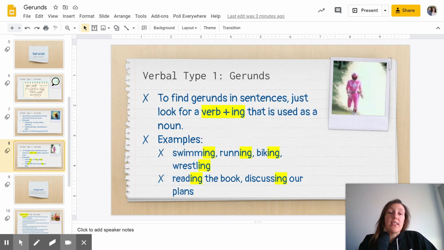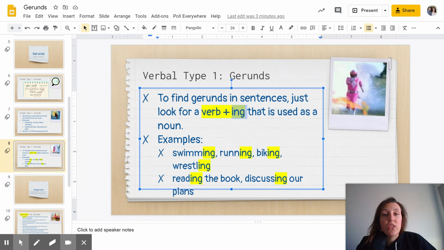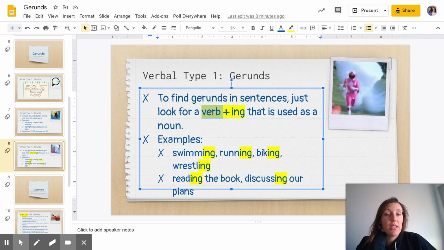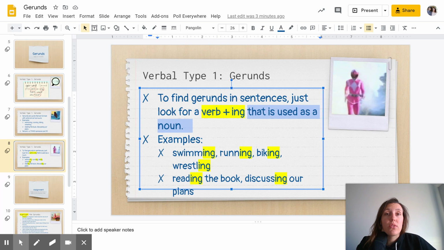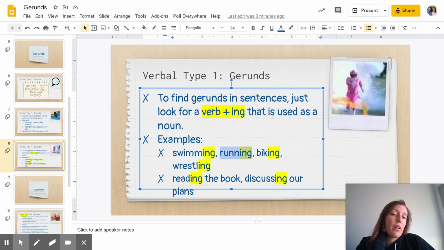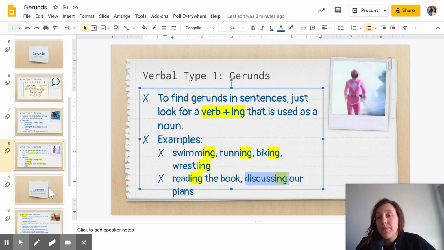To find gerunds in sentences, just look for a verb that has an ing ending. So always double check that the word that ends in ing is a verb, something that you can actually do. And then we're looking for it used as a noun. So it'll most likely be the subject of the sentence. So again, swimming, running, biking, wrestling, reading, discussing, all things you can do that end in ing.